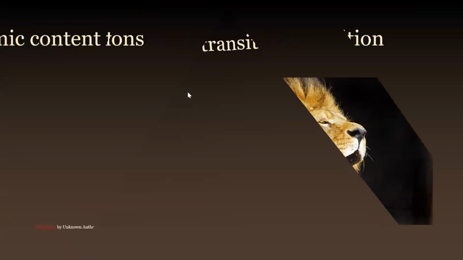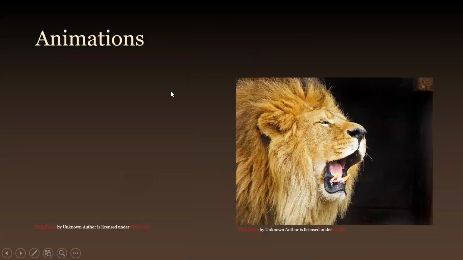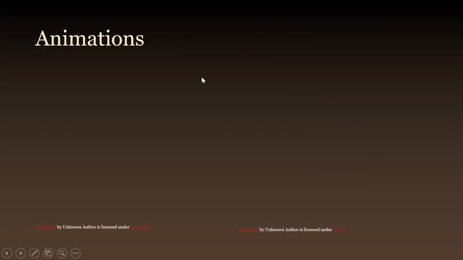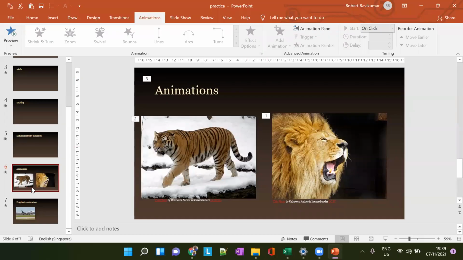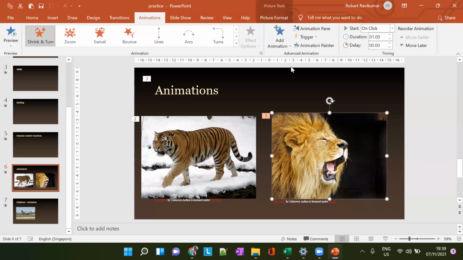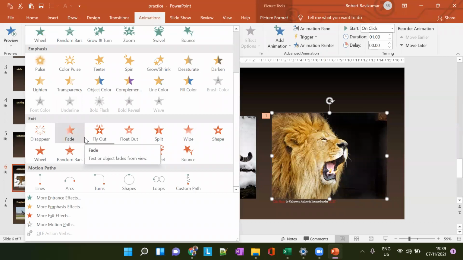Now if I move to the slide, the animation is up. Now if I click the animation, the picture disappeared. So how did it disappear? Because we chose the exit animation here. Exit animation will move the picture out of the slide. So this is called exit animation, and we can choose anything else.